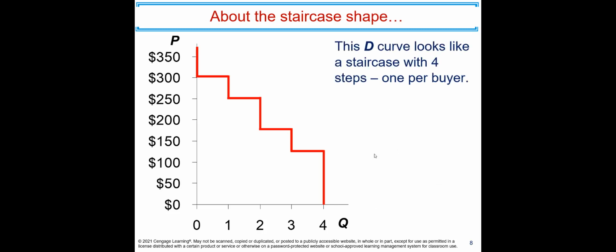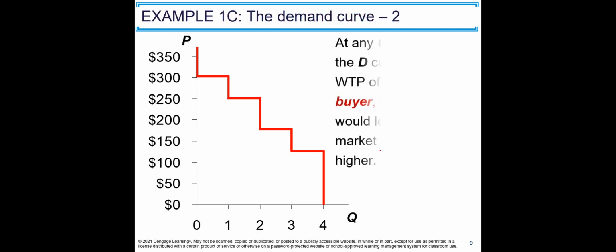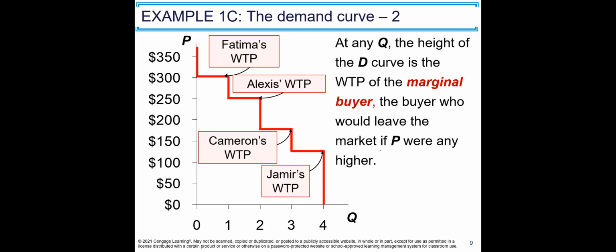This demand curve looks like a staircase with 4 steps, 1 per buyer. If there were a huge number of buyers, as in a competitive market, there would be a huge number of very tiny steps and it would look more like a smooth curve. So at any quantity, the height of the demand curve is the willingness to pay of the marginal buyer.